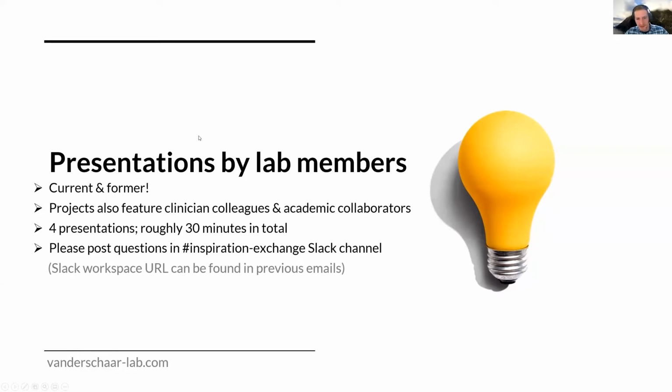So next up, we have, as I mentioned, the presentations by our current and former lab members. And as Mihaela mentioned, there's a generational span here, and it's very nice to be able to feature some of our alumni in these engagement sessions. I'd also like to point out that the projects themselves also feature collaborations with some of our clinical colleagues and some of our academic collaborators, who I'll point out as we go along.